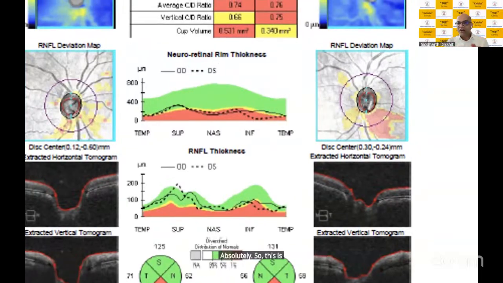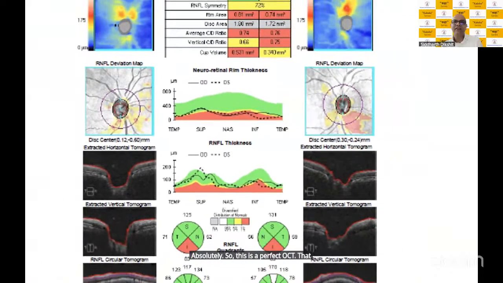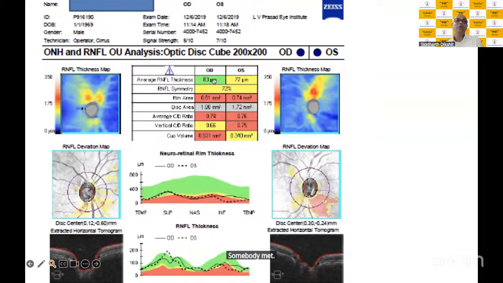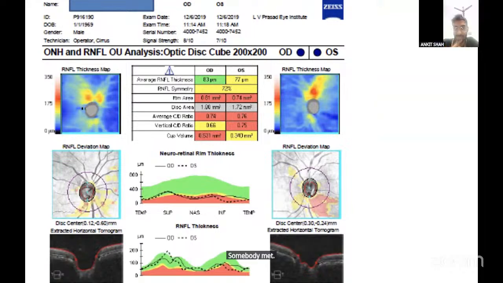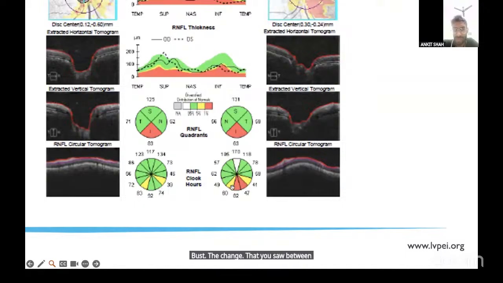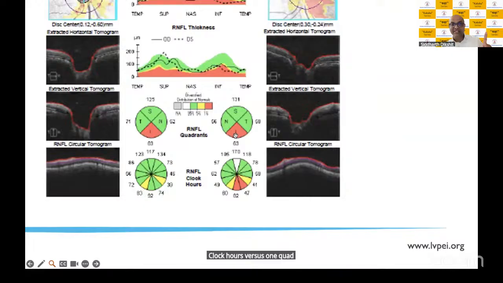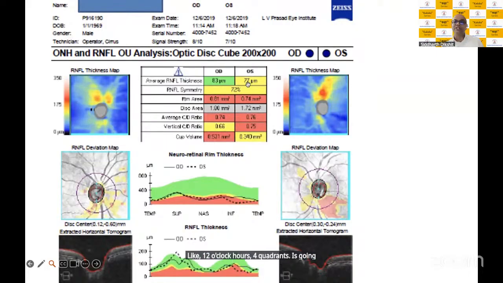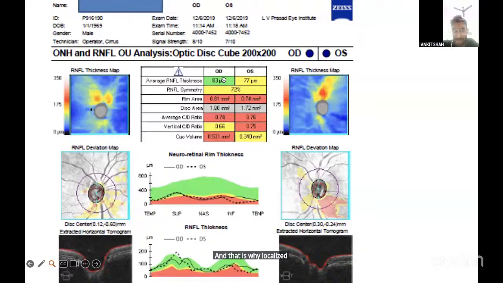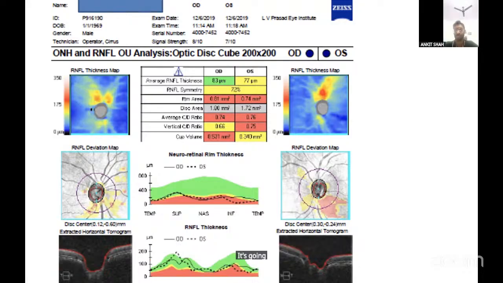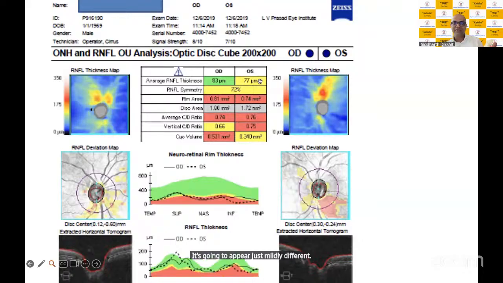Absolutely. So this is a perfect OCT that you are seeing here. And the same thing is reflected in the summary map. Now, the difference between the two eyes, inferotemporal limb, was significant. The change that you saw between 3 clock hours versus 1 quadrant was very significant. So the change between the whole average, 12 clock hours, 4 quadrants, is going to be even more significant, and that is why localized changes are not going to reflect when you are looking at the average RNFL thickness. It's going to appear just mildly different, and that is what you see here.